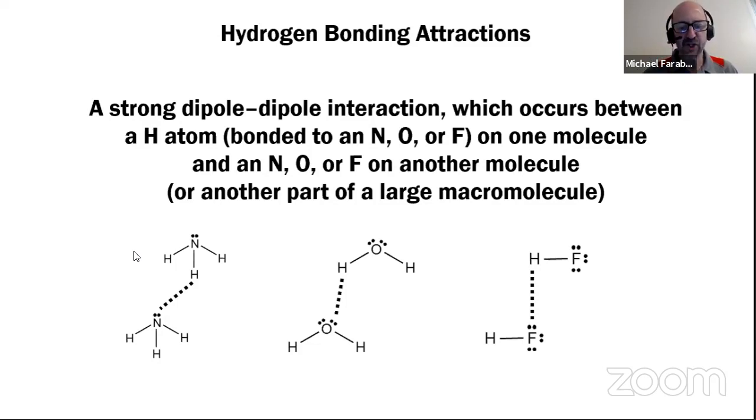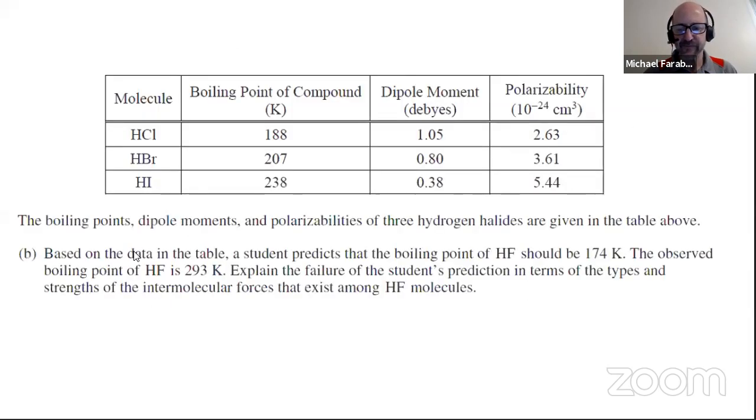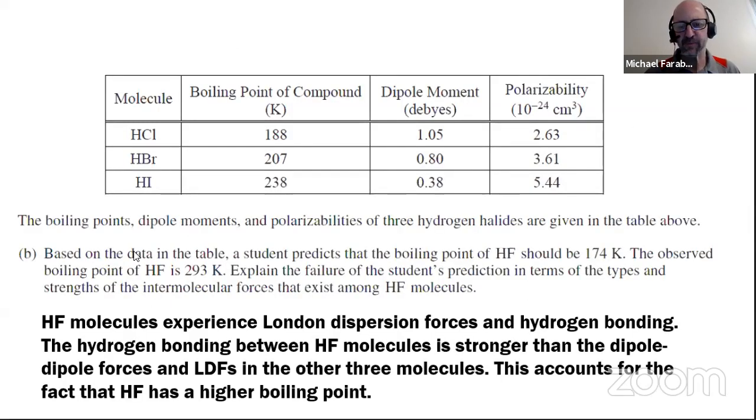So let's go ahead and use hydrogen bonding in our answer to part B. HF molecules experience London dispersion forces and hydrogen bonding. The hydrogen bonding between HF molecules is stronger than the dipole-dipole forces and the London dispersion forces in the other three molecules, and this, the strength of that attractive force, accounts for the fact that HF has a higher boiling point.